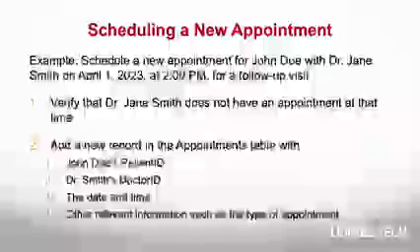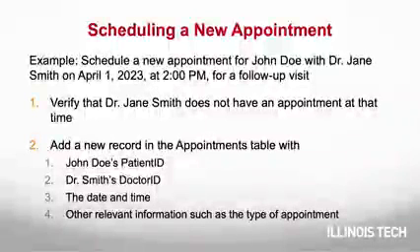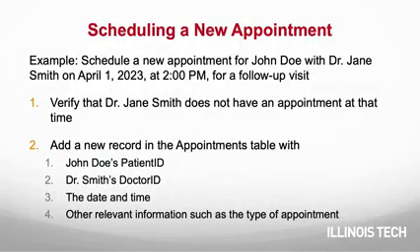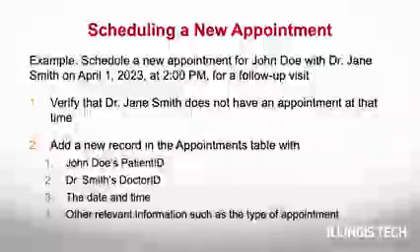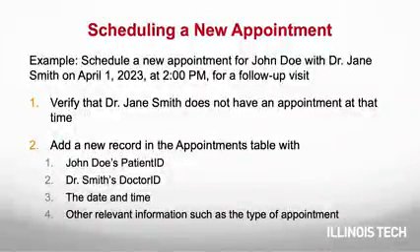If that appointment time is clear for Dr. Smith, then we're okay to go. Then, the second step, after we verify that Dr. Smith is available, we add a new record into the appointments table. So a new row is going to be added to the table with John Doe's patient ID, Dr. Smith's doctor ID, the date and the time, and any other relevant information such as the type of appointment, that it's a follow-up appointment, or other information such as the patient's complaint and so forth. We've added a new appointment.